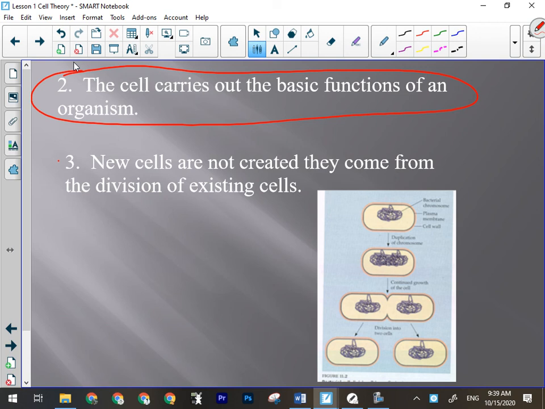Okay, so cells come from the division of existing cells. I talked about that a lot longer than I intended to, but that's good. If you guys had questions, that's fine.